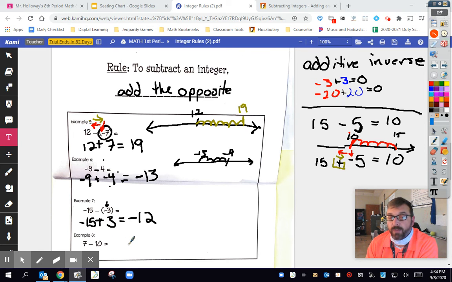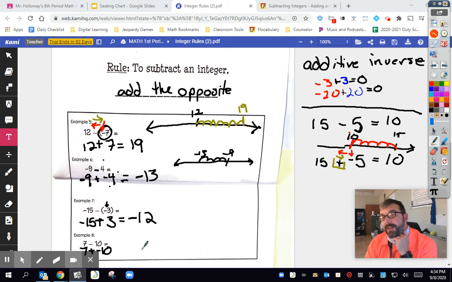Let's try our last one. 7 minus 10. Pause the video. Try it on your own. Did you pause it? I bet you didn't pause it. I bet if we're in class watching this, I didn't even pause it because I don't know. All right, so let's try it. 7 minus 10. We're going to rewrite it 7 plus a -10.